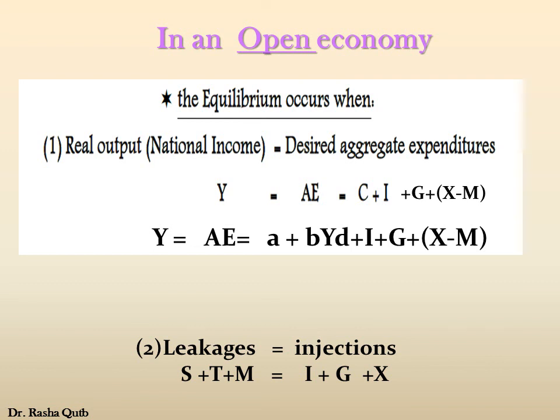When the foreign sector is active, I will have 4 active sectors: household sector, production or business sector, government sector and foreign sector. In this case I have an open economy. The condition of equilibrium again happens when real output equals desired aggregate expenditures: real output equals consumption, which equals A plus BYD, plus government expenditures plus investment plus net export, X minus M.